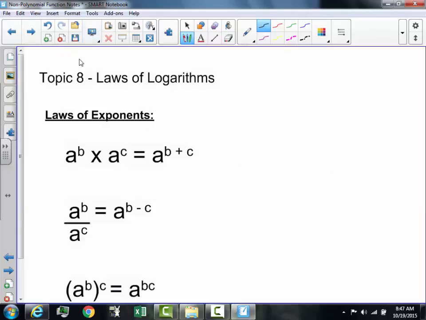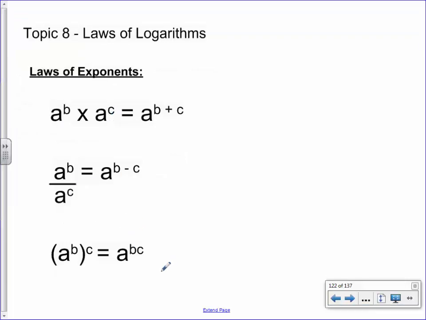Okay, here are the laws of exponents. We're actually then going to take some of these laws of exponents and change them into laws of logarithms in the next slide. So, do you guys remember how these exponent things work? Should I take much time on these?